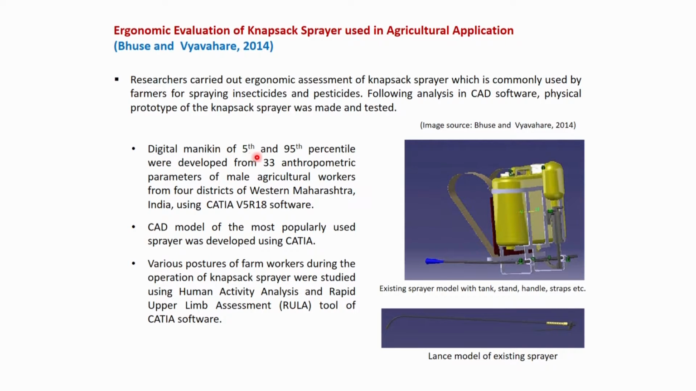Digital mannequins of 5th and 95th percentile were developed from 33 anthropometric parameters of male agricultural workers from 4 districts of Western Maharashtra, India, using CATIA V5 software. So, using CATIA V5 software and this anthropometric database, they developed 5th and 95th percentile male models of agricultural workers.